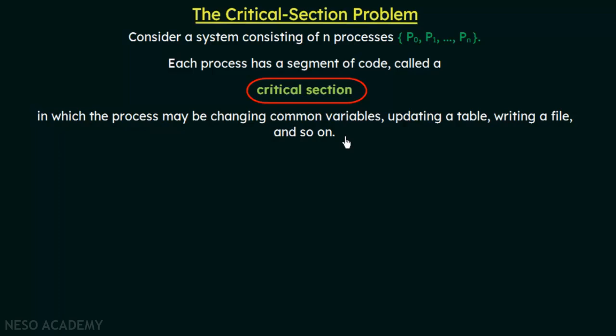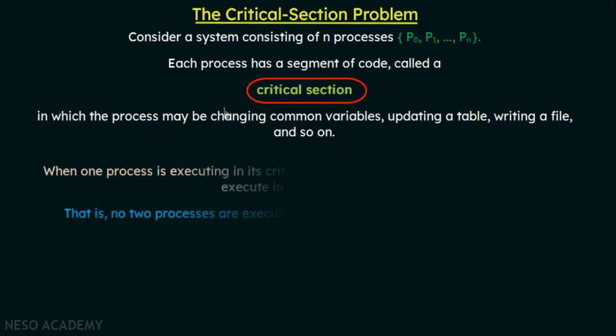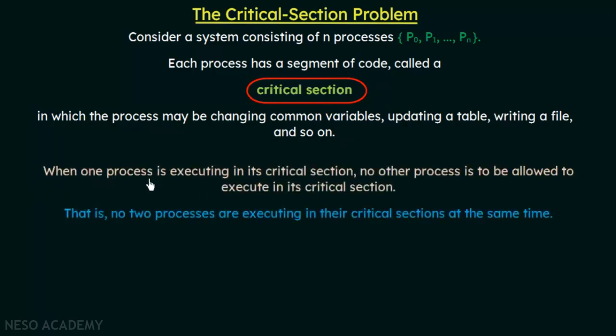That means whenever the process is accessing the shared memory and making some manipulations in the shared memory, the code responsible for doing that operation is known as a critical section. So the critical section is that segment of code of a process in which the process will be changing the data in a region of memory that is shared between different processes. Now, when one process is executing in its critical section, no other process is allowed to execute in its critical section. That is, no two processes are executing in their critical sections at the same time.